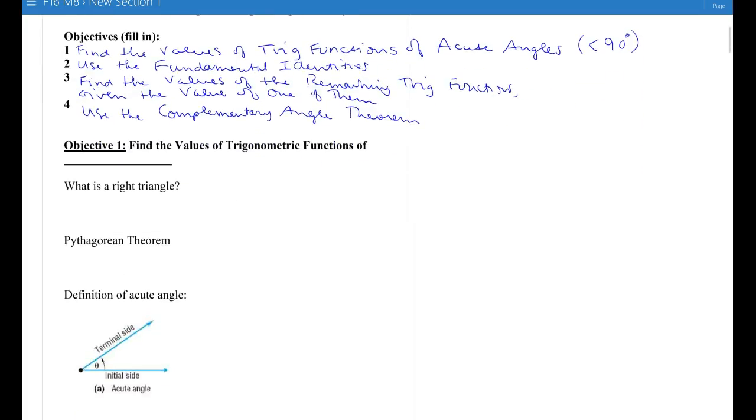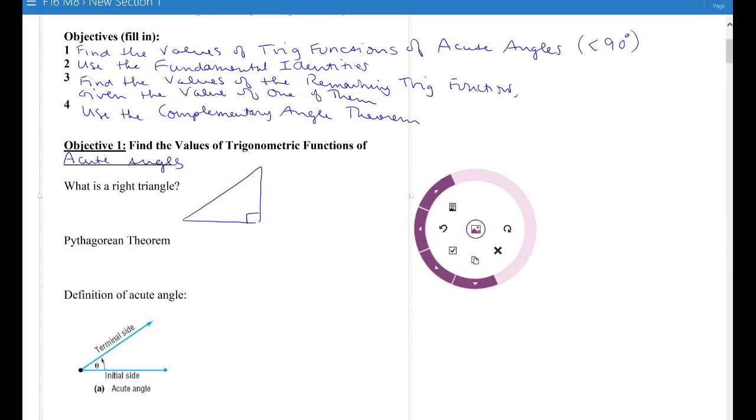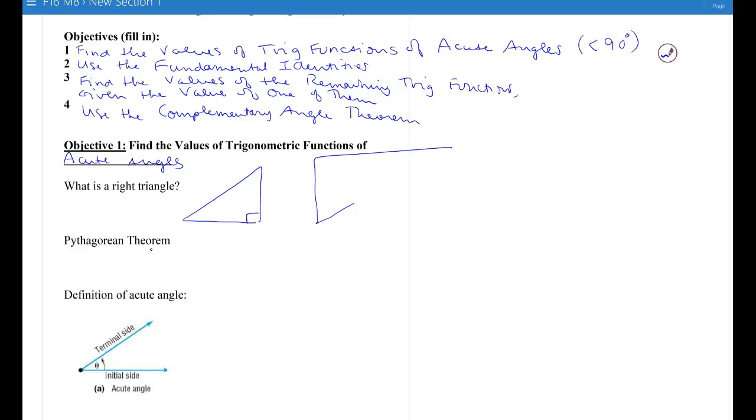So the first objective is to find the values of trigonometric functions of acute angles only to begin. So what is a right triangle? Recall that it's any triangle that has a right angle, a 90-degree angle, and we indicate that by putting a little square in the triangle. It doesn't matter how the triangle is oriented. If one of the angles is a right angle, it's a right triangle.